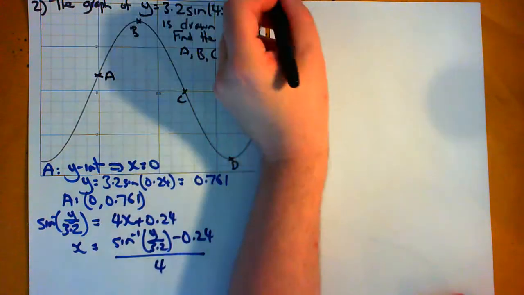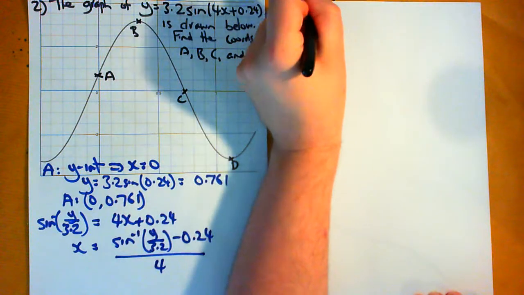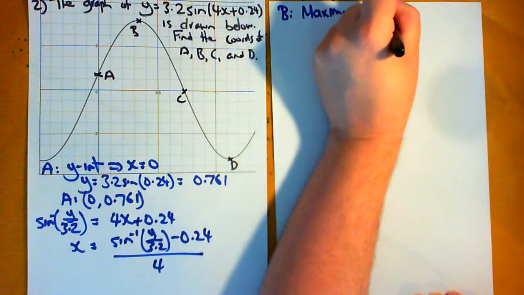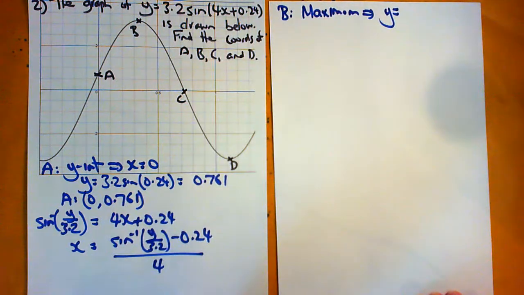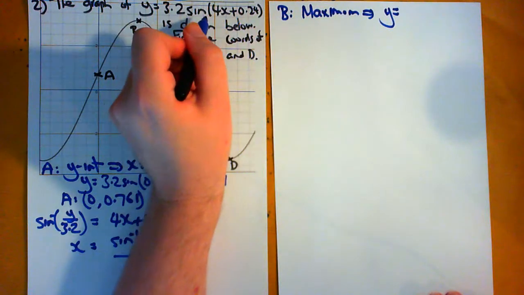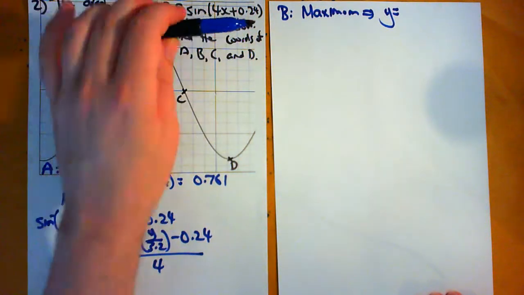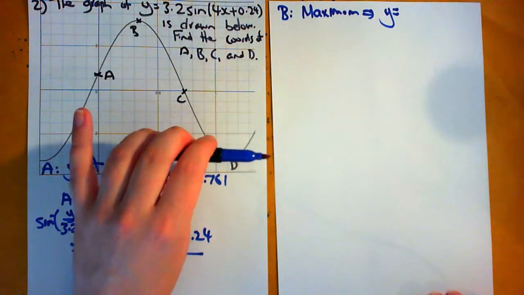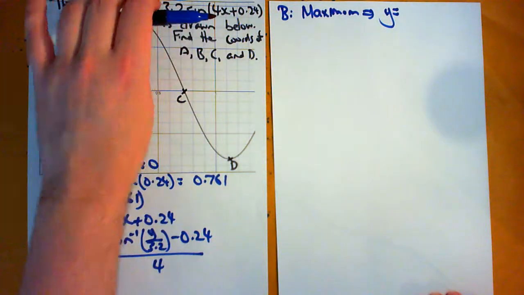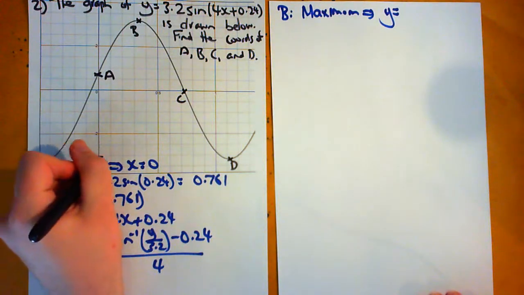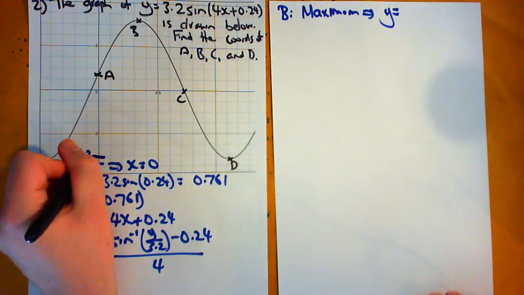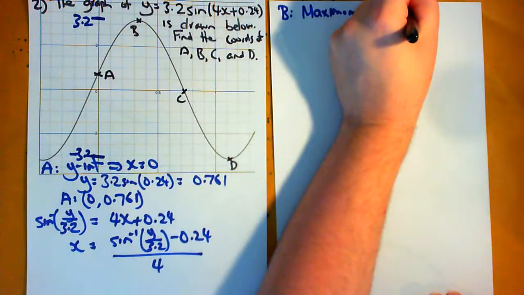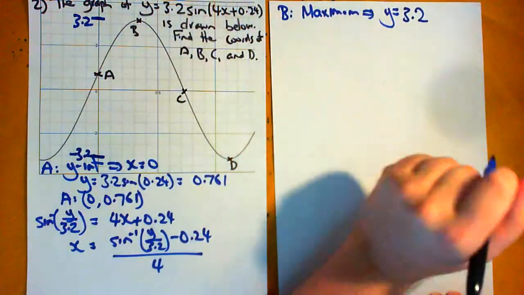Okay, so point B, what feature of the graph is that? That is the maximum, which means we can work out what the y coordinate of that graph is. So normal sine, just sine of anything, goes between -1 up to 1. So if we have 3.2 times sine something, it goes from -3.2 up to positive 3.2. So the bottom here would be at -3.2 and the top is at 3.2. So y equals, for the maximum, positive 3.2.